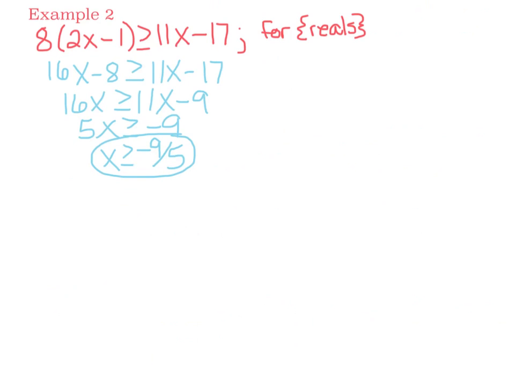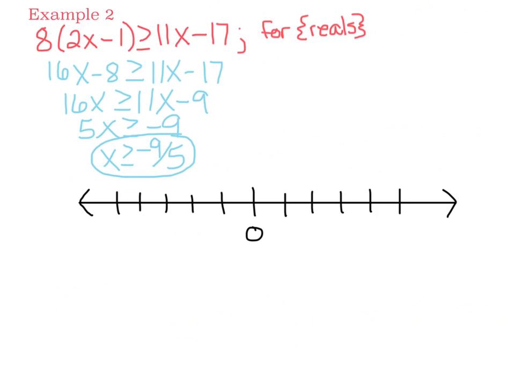We're going to graph that on a number line. All right, so negative 9/5 is almost negative 2, but not quite. So I'm going to put a closed circle right here, and I'm going to label it negative 9/5.